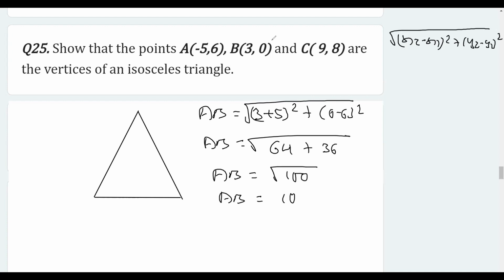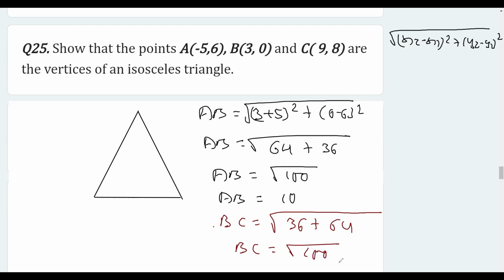Now we obtain AB. Let's obtain the next side, that is BC here. To get BC, from here to here, that is (x2 minus x1) whole square. That is 9 minus 3, which is 6. So this is 6 whole square. I may write 36 plus 8 minus 0, which is 8. 8 square is 64. So BC is equal to under root 100. Now this implies that BC is 10 again.